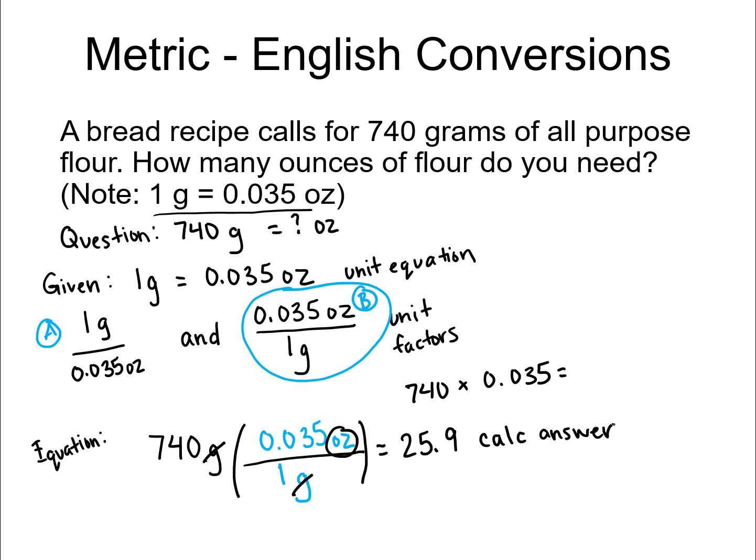Your calculator is going to tell you 25.9. But we need to consider sig figs. 740 grams. How many sig figs are in 740? There's 2 sig figs here. So what should our answer be? 26 ounces.